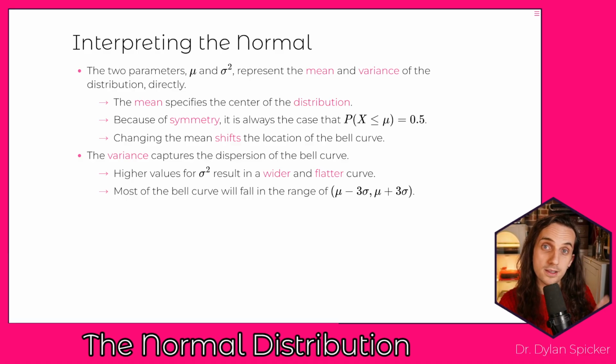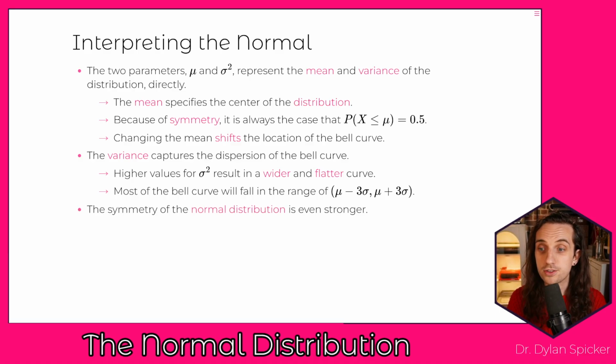In that case, we saw almost everything is falling between -3 and +3, which is exactly the mean, in that case 0, minus 3 times the standard deviation, which would be 1, right? So between -3 and +3, almost everything is going to fall in that range. And that will always be true no matter the value of mu and sigma.